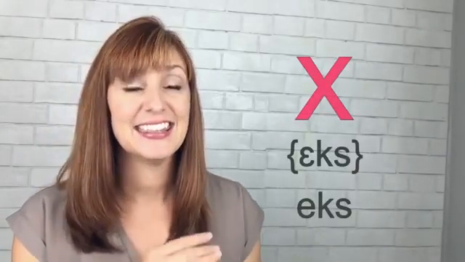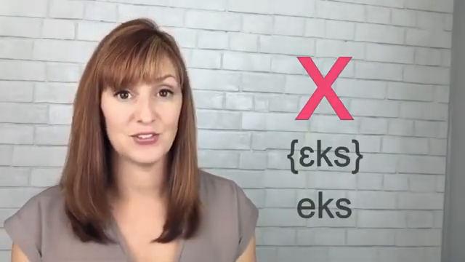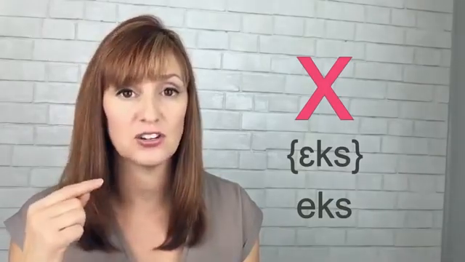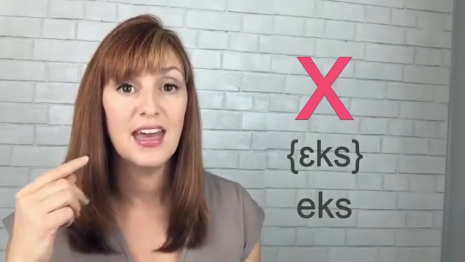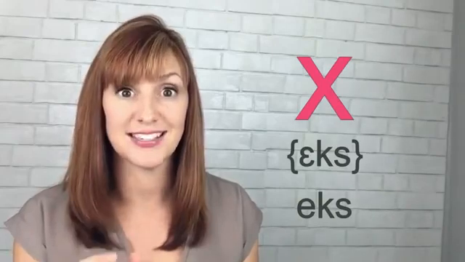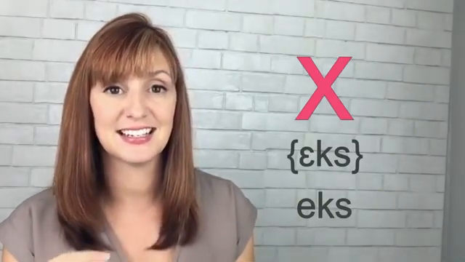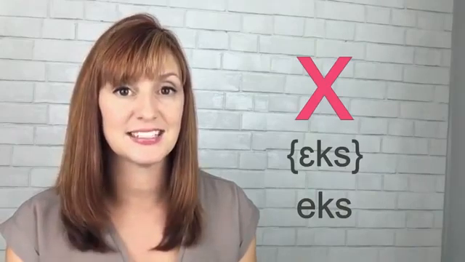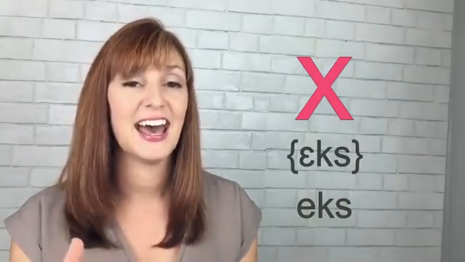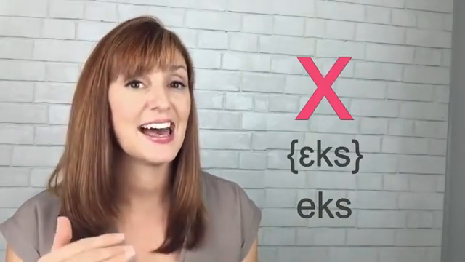Then moving on to X. The E vowel sound starts this one, dropping the jaw just a bit for E, then moving into a consonant blend, the K sound and the S consonant. X. X.